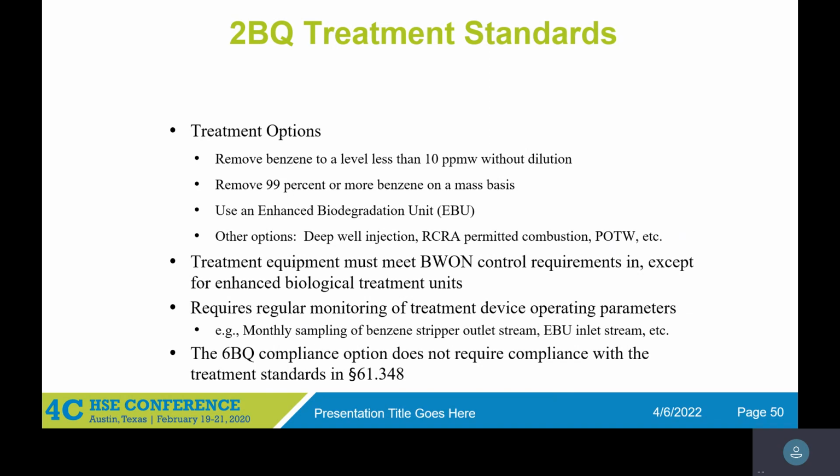Is that because with 2BQ, you don't add the whatever's left? Mm-hmm.